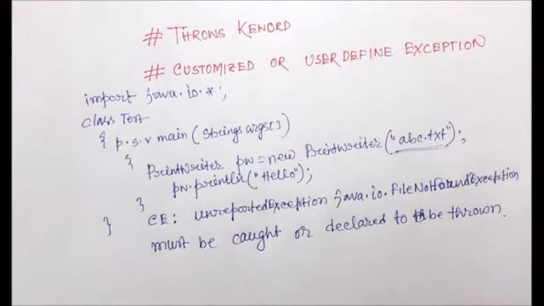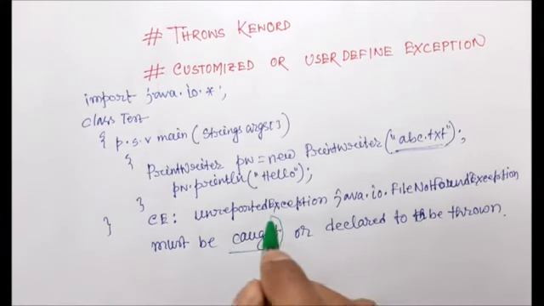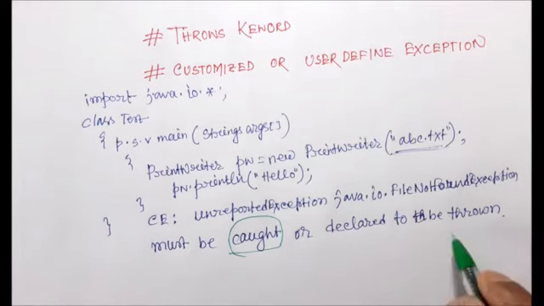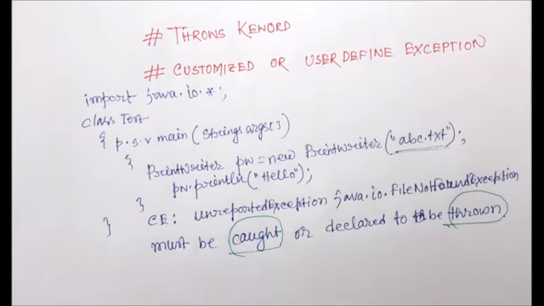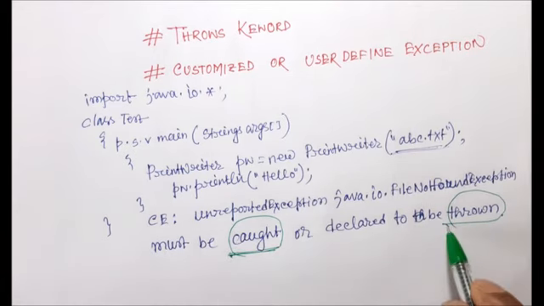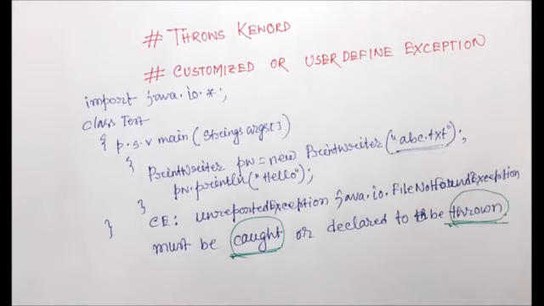Please look at this. Here one word is caught, another word is thrown. These two words are very important. The compiler will report that the FileNotFoundException must be caught or must be thrown. In our previous examples we have already seen the try catch block, so with the help of a try catch block we have handling code and we can handle any type of exception.